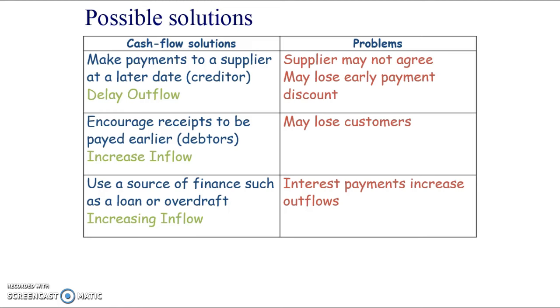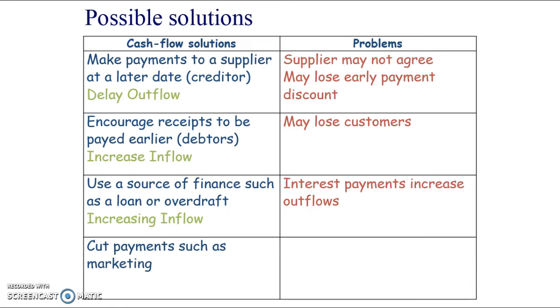But if you've actually got an unprofitable business and you're trying to increase inflows by borrowing money, that's not going to work, because actually you're just going to be increasing your costs that way and making your business even less profitable. And you could look down the list of expenses and think about cutting some of the payments. So I've just picked marketing because that's often one of the ones that is picked. So that's going to be reducing your outflow.